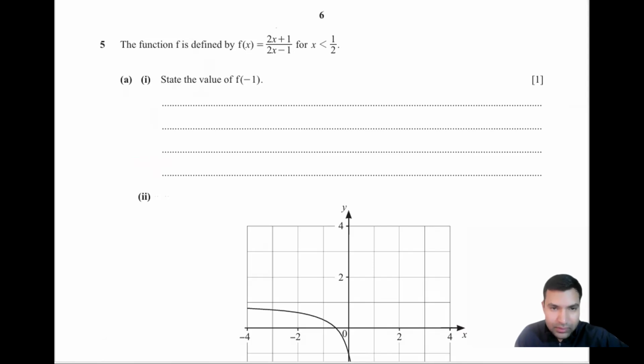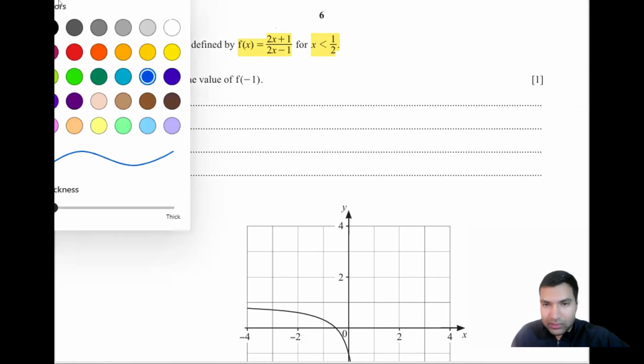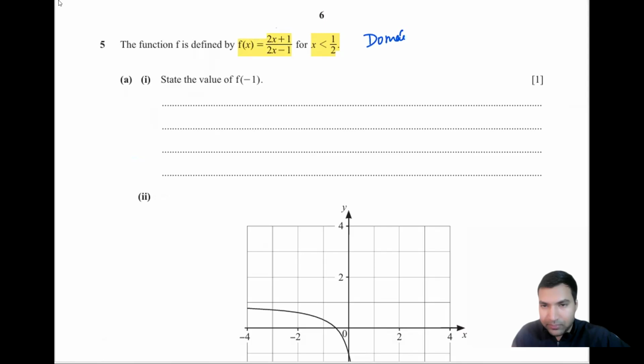Let's quickly read this. The function f is defined by f of x equal to (2x plus 1) over (2x minus 1) for x less than 1/2. So this is the function which is given to us, and this is the domain which is given to us. We have to find the value of f of -1. So one thing I clearly know from here is this is the domain. Okay, so f of -1, that means in place of x, just plug in -1.